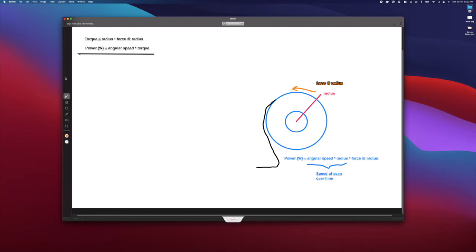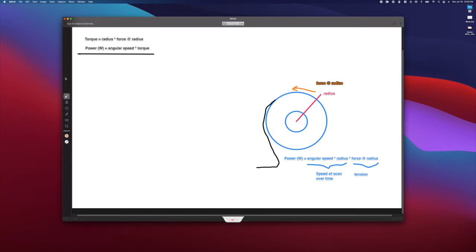And we might call that, looking down at the equation simplification, the speed of the scan over time. We want that to be constant. We want it to be 12 frames per second. So we want to decrease the angular speed as the radius increases, and we're calling that the speed of scan over time. The force at the radius, the pulling on the black string, we can call tension. And we're going to use that on the other side of this diagram for the feed reel.